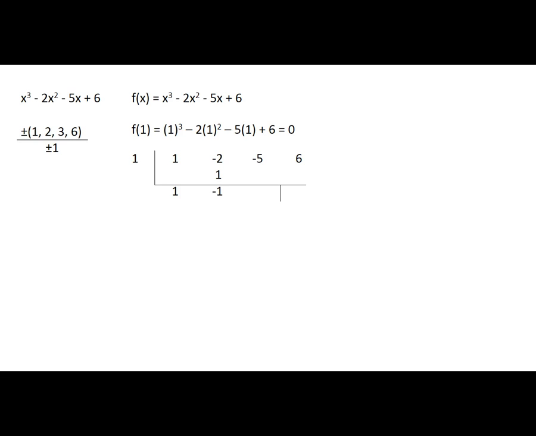Take the number, multiply it by the number on the left of the L, and place it below the -5. Add the numbers together, and place it below the line. Repeat the step. Confirm if the last number, which is the remainder, is 0.